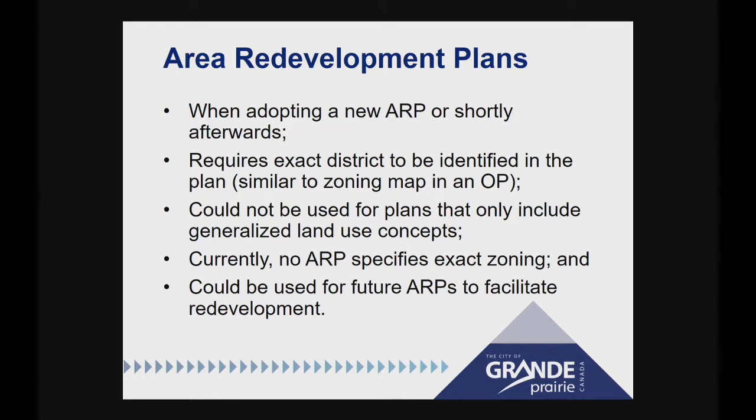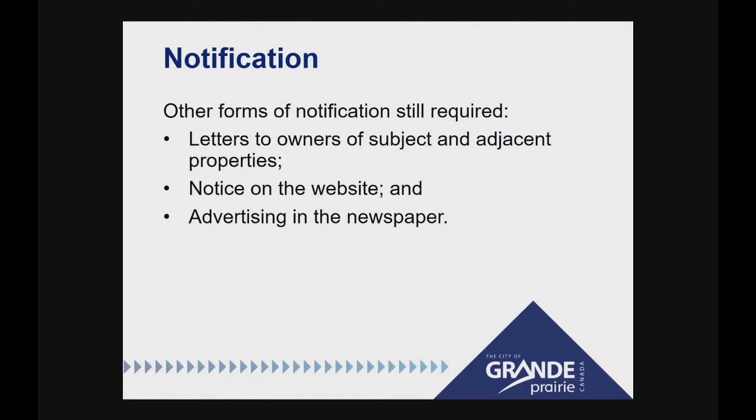Now, this would require that the ARP contains the specific land use district intended for those parcels. Right now, all of our ARPs only contain generalized land use concepts, so it couldn't be applied for current ARPs, but in the future, it would be a tool that the city could choose to use. Although this takes away one form of notification, subject property owners and adjacent property owners are still required to be notified through the other methods. That includes letters, notices on the city website, and advertising in the local newspaper.